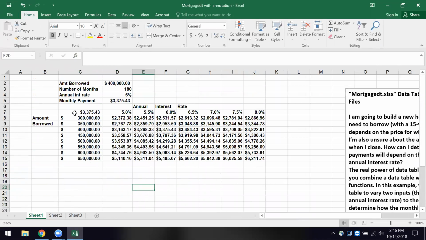And here we are. This is equal to D5. This is the hinge of our table. And here we have different interest rates, and here we have different amounts borrowed. And this says, okay, at these interest rates, given the amount borrowed, here is the monthly payment. And let's see if this is correct. Let's look for 6% interest and 300,000 borrowed, and let's see what we've got.